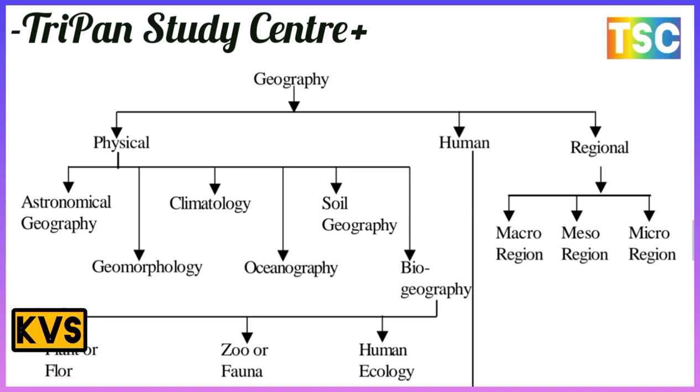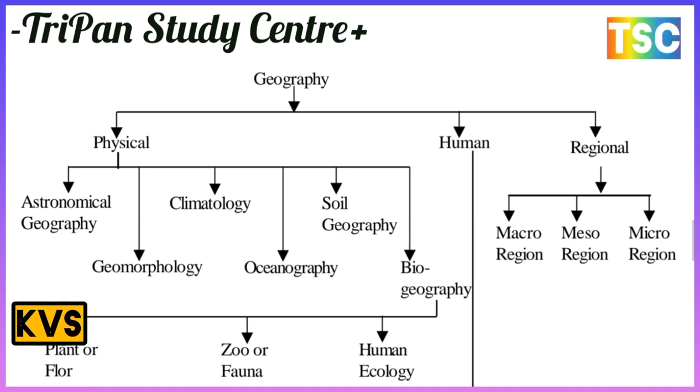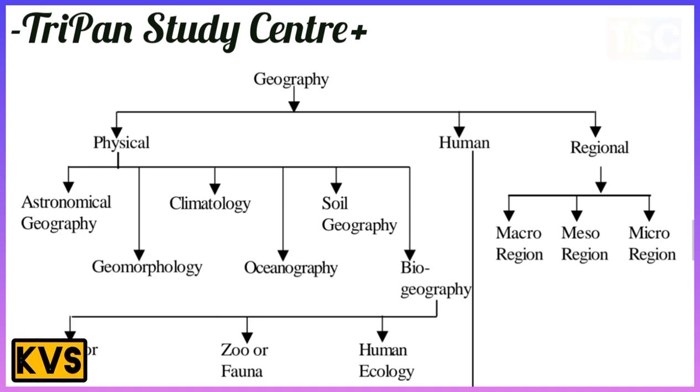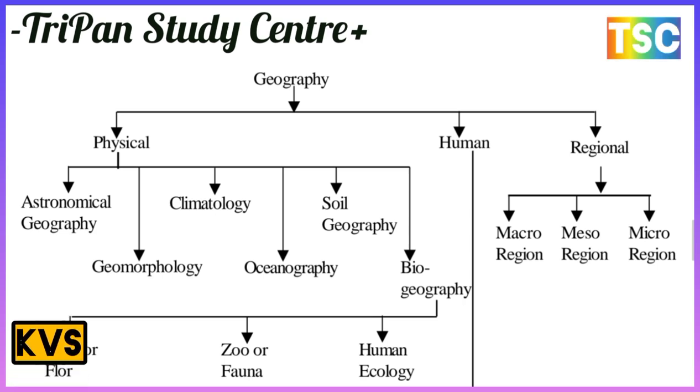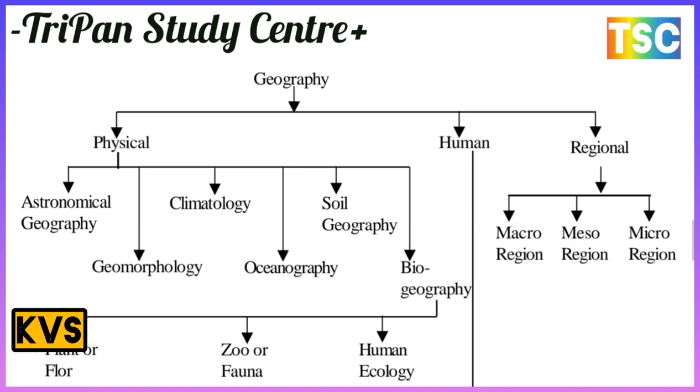First, coming to physical geography: astronomical geography, geomorphology, climatology, oceanography, soil geography, and social geography. The other is biogeography, which is divided into plant flora, animal fauna, and human ecology. This is the important division of physical geography.